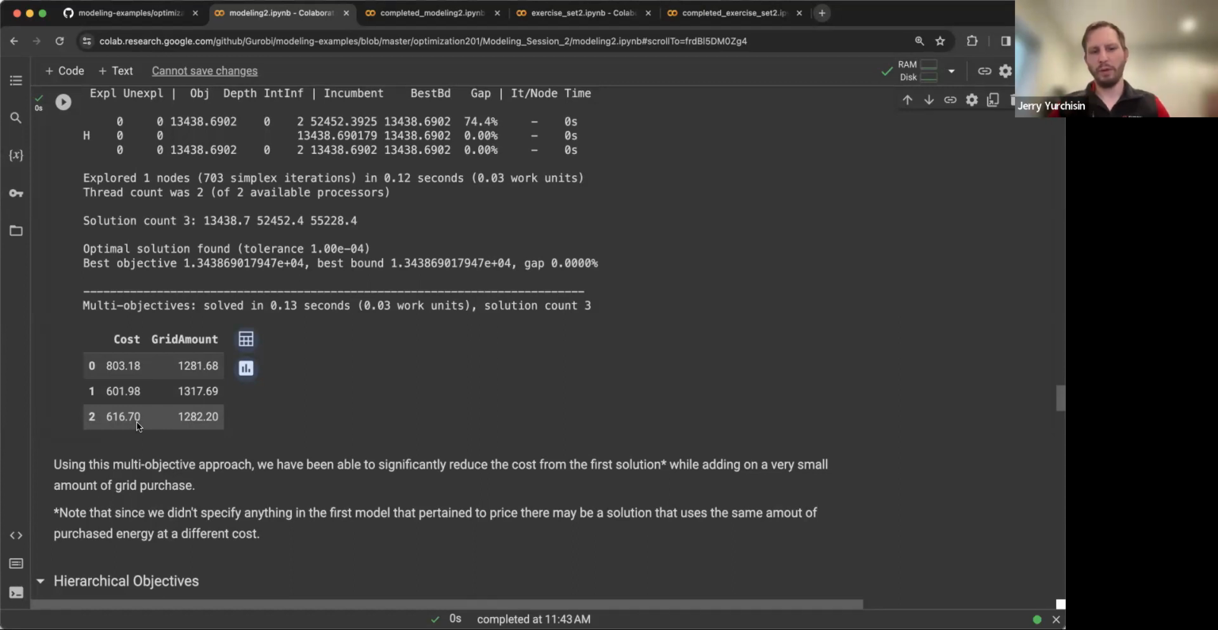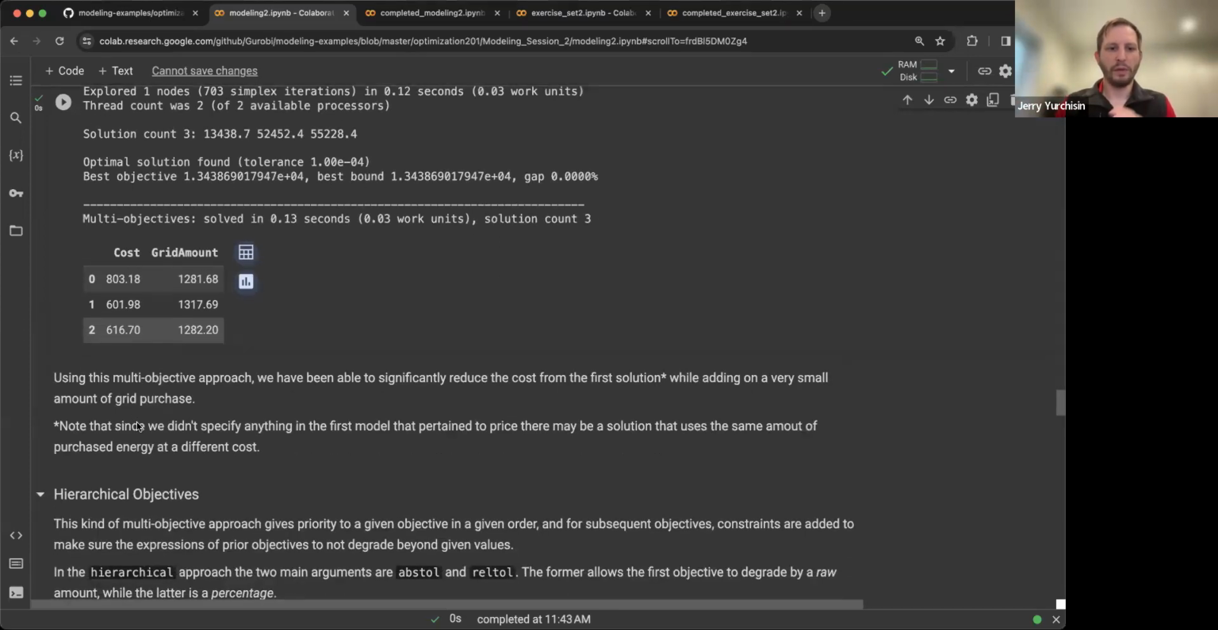Someone on one side may be saying we must minimize cost, and someone on the other side may be saying we must minimize the grid amount. And you could say, all right, let's smash these together in some way, be it with some weightings. Maybe you weight them equally. Again, that's up to you for the particular problem. But then you can say, once we agree on that weighting, this is the solution that everyone should be happy with. So again, using this multi-objective approach, we were able to significantly reduce the cost from the first scenario, while adding only a very small amount of grid purchase.